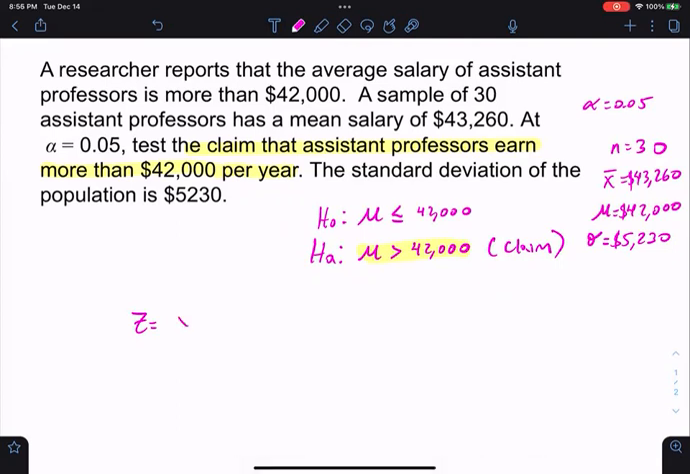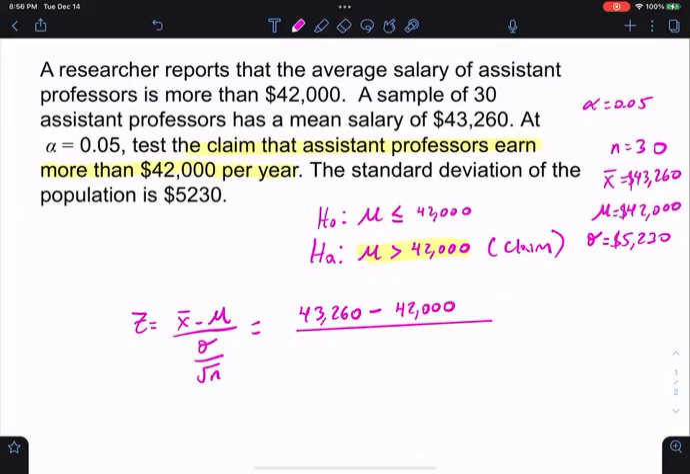But anyway, so this is x minus mu, over sigma over square root of n. X is the mean, which is 43,260. This is the mean of the sample minus the mean of the population, which is 42,000. And then this is divided by sigma, which is 5,230, divided by the square root of n, which is just 30, right? And then we just compute these things.